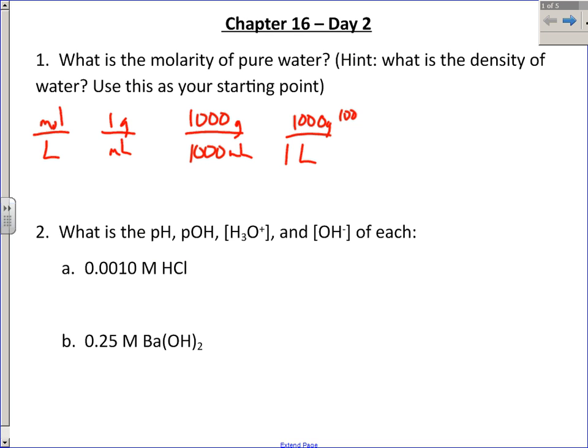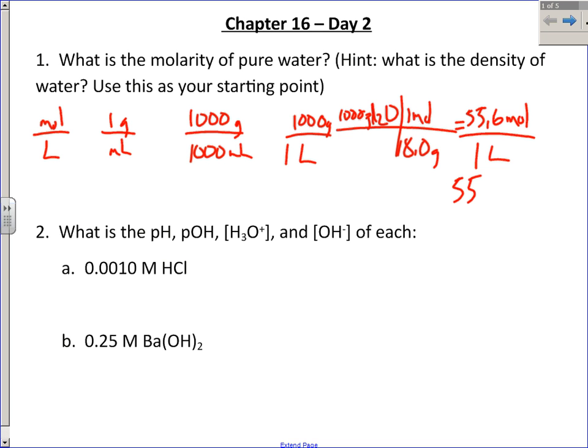So in this particular case, 1,000 grams of H2O. And we know the molar mass of water is 18.0 grams per mole. If we do the math, when we divide that by the number of liters, we would end up with on top 55.6 moles. And that was in 1 liter, so that's 55.6 molar. So water is technically a 55.6 molarity.